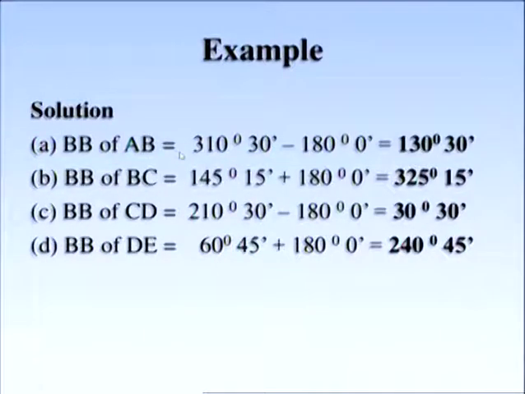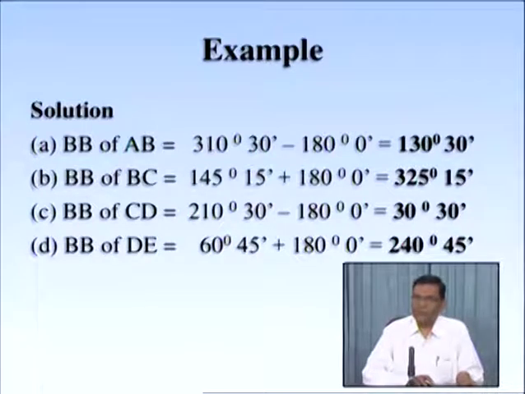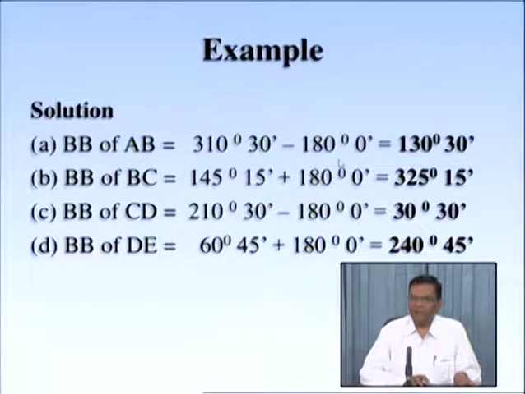Now see the back bearing of the lines. This value, 310 degrees 30 minutes, is more than 180 degrees. To convert into the back bearing, we have to subtract 180 degrees from this figure. So 310 degrees 30 minutes minus 180 degrees 0 minutes, the answer is 130 degrees and 30 minutes. This is the back bearing of line AB. Similar way, the second one, 145 degrees 15 minutes. Again see, this value is less than 180 degrees. So to find the back bearing, we have to add 180 degrees. So if you add 180 degrees, the answer is 325 degrees and 15 minutes.